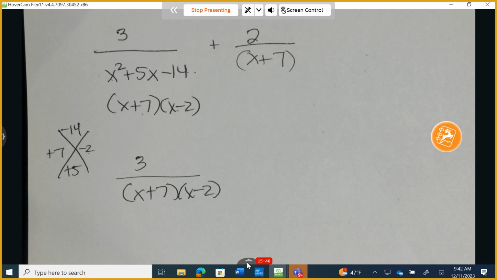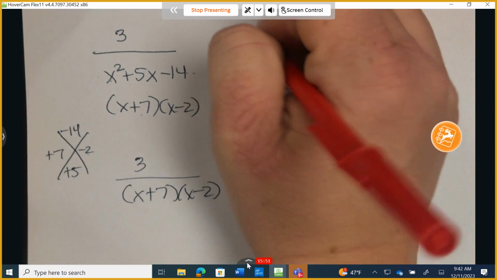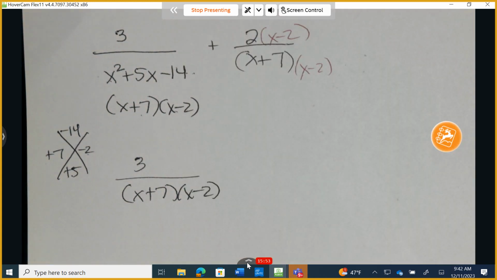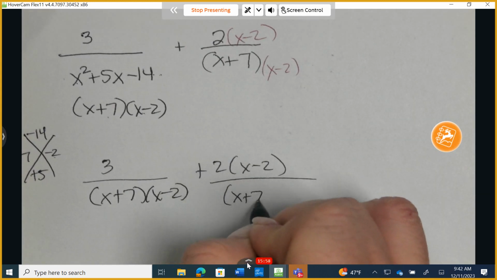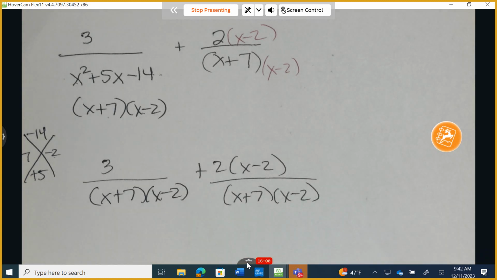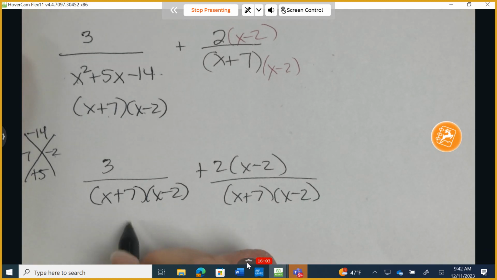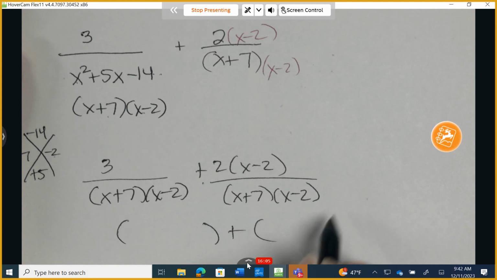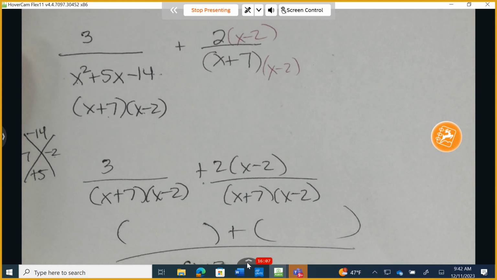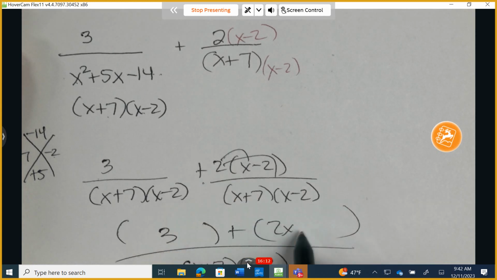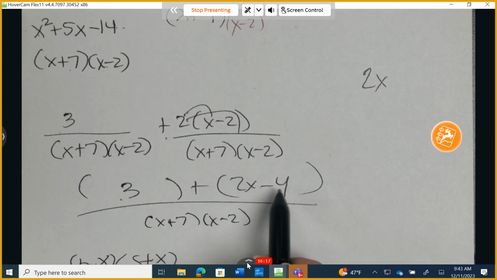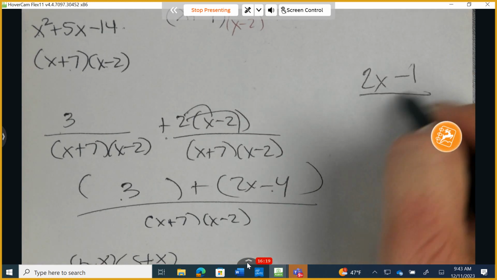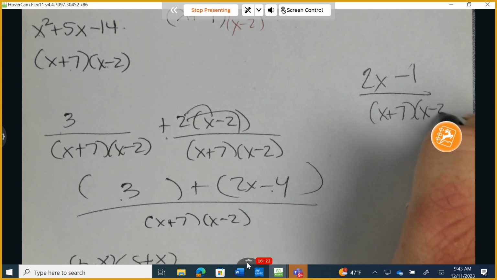But when I look on the right-hand side, it's missing the group x minus 2. Whatever you multiply on top, you must multiply on the bottom. So I have plus 2 times x minus 2 over x plus 7, x minus 2. Okay, I've got that common denominator. Wonderful. So I'm going to make two groups separated by an addition sign over x plus 7, x minus 2. In the first group we have 3. In the second group we have 2x minus 4. And when I combine like terms, I end up with 2x minus 1 over x plus 7 and x minus 2.